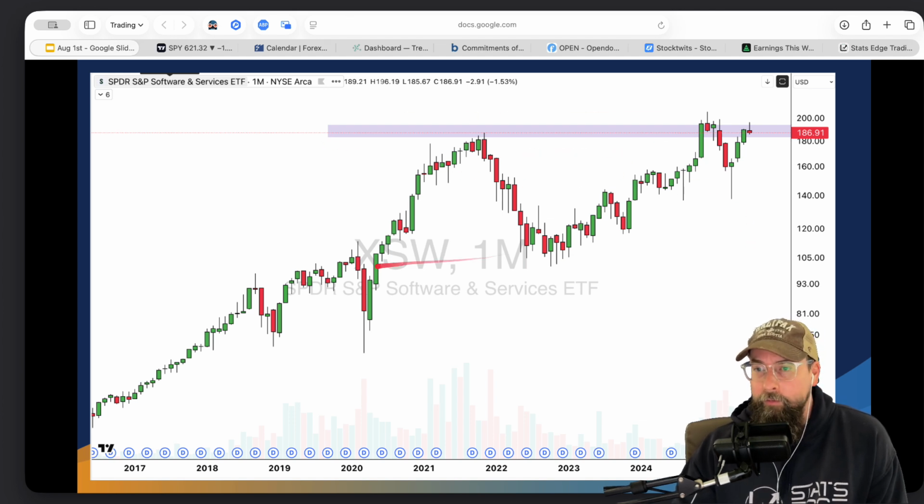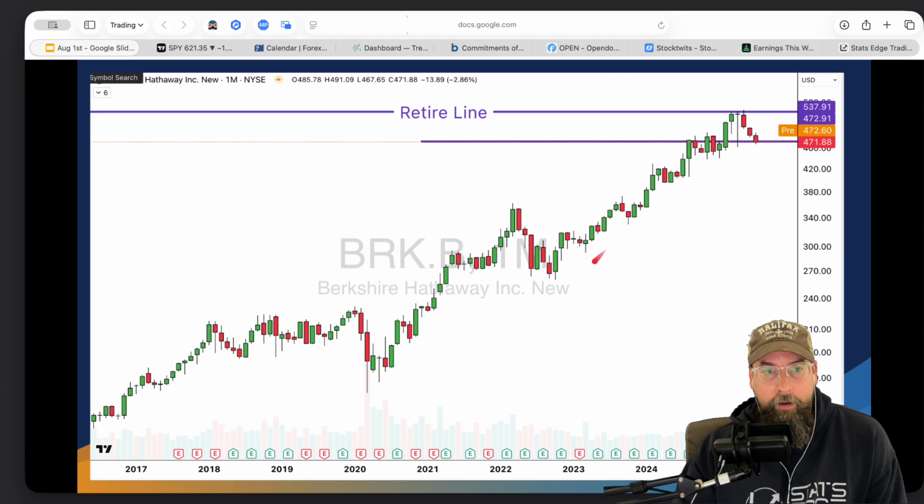So here's the software sector XSW, and again, it doesn't look that crazy overbought. Actually had a red month last month and is holding right near this prior resistance around 190 or so. So if we can get through here, software is very interesting, you could look at this as like an ascending triangle or just a resistance area. So we could see some relative strength or some relative movement here in the software sector. And then also this is the retire line.